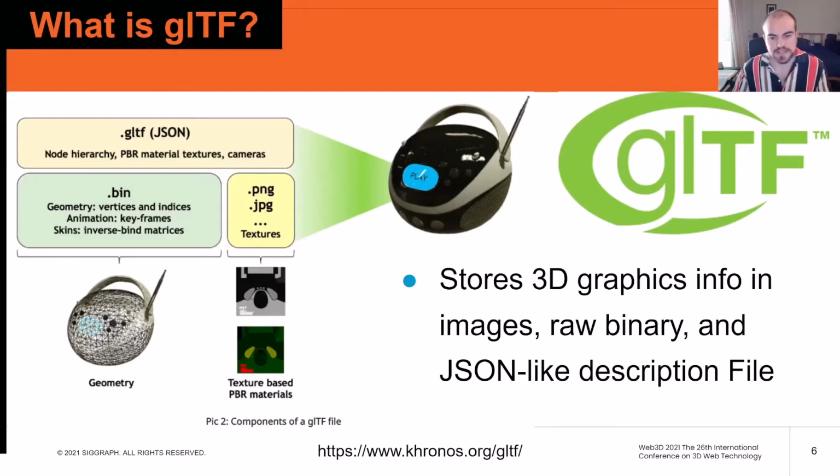The GLTF is a JSON-like file object which contains metadata about the geometry and the textures of a scene. The geometry is typically stored in a .bin file along with other information like animation, and the textures are mostly stored in really common image formats like PNG and JPEG.